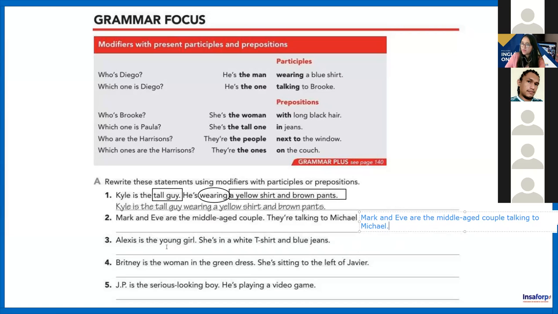Okay, let's do the next one. Let's do the next one. Do we have two sentences? Go ahead. Sería Alexis, Keith, John, Bert. Okay.